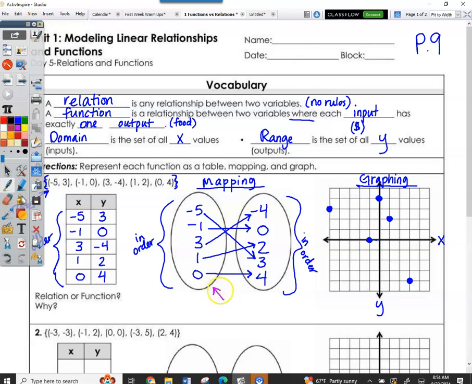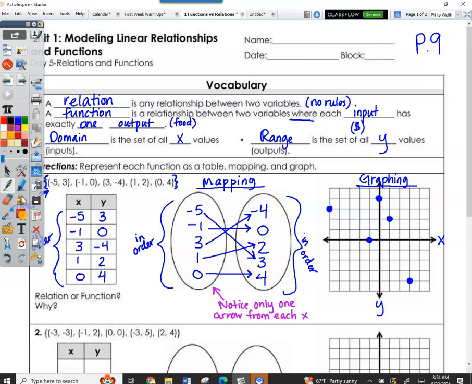So notice right here, let's take notes to yourself. Notice, draw an arrow. Notice only one arrow from each x. You only have one arrow coming from each x. That's a visual that it is a function.